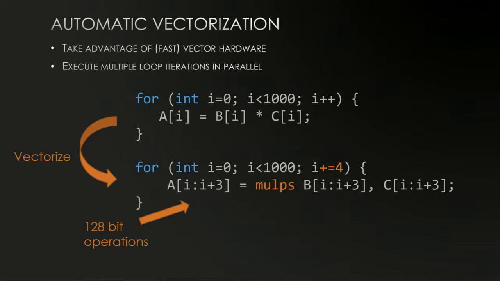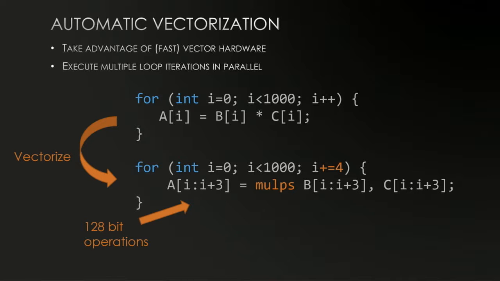So instead of loading one value from b sub I, we're really loading, and I like this kind of weird syntax for it, b sub I through I plus 3. We're loading 4 32-bit elements from b. Similarly, we're loading 128 bits from c sub I. We're doing a packed multiply. That's that mulps instruction. It's just the vector instruction that the chip has nowadays.